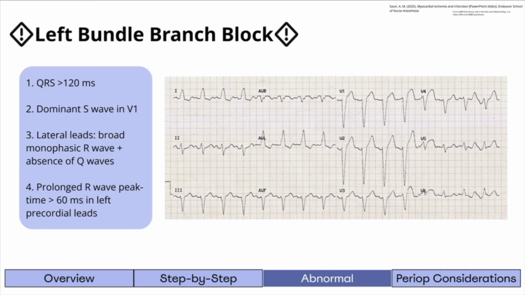septum. Criteria for left bundle branch block includes QRS duration of greater than 120 milliseconds, dominant S wave in V1, broad monophasic R wave in lateral leads 1, AVL, V5, and V6, absence of Q waves in lateral leads 1, V5, and V6, and a prolonged R wave peak time greater than 60 milliseconds in left precordial leads V5 through V6. A left bundle branch block is always pathological and sometimes can be indicative of an acute MI.